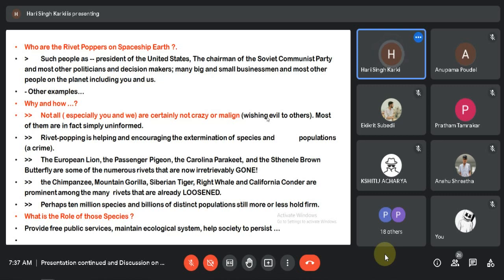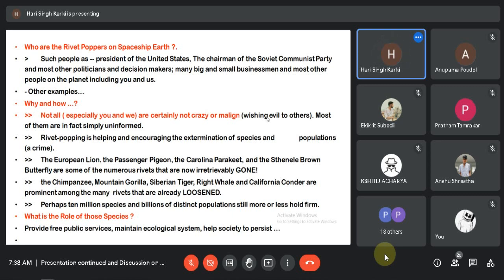Similarly, the chimpanzee, mountain gorilla, Siberian tiger, right whale, and California condor are further prominent among the many other rivets that are already loosened. Some are gone, some are just loosened. Their number is decreased. Perhaps 10 million species and billions of distinct populations still more or less hold firm. They are in the process of their numbers getting less and less. There are such 10 millions of species. This is the statistics.